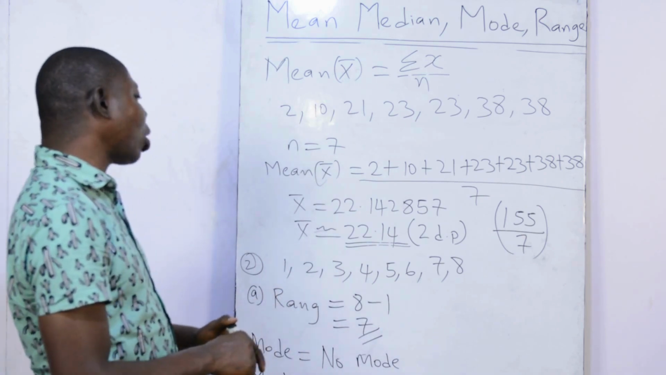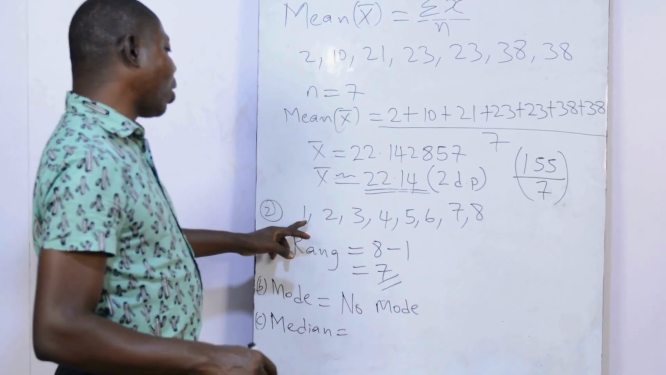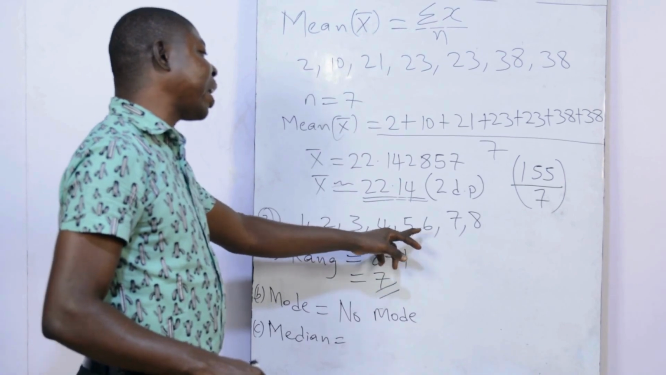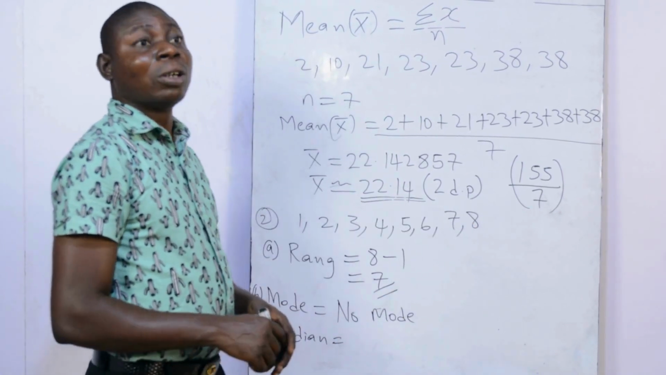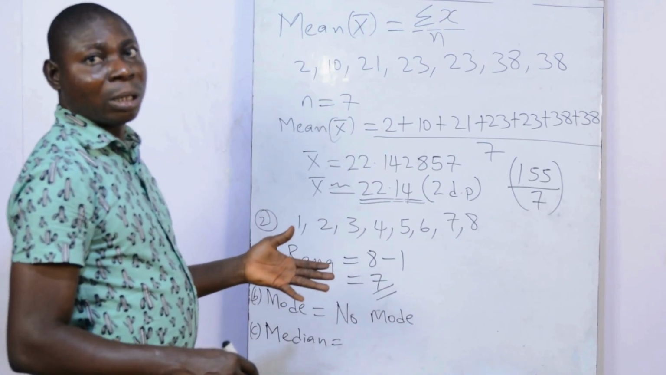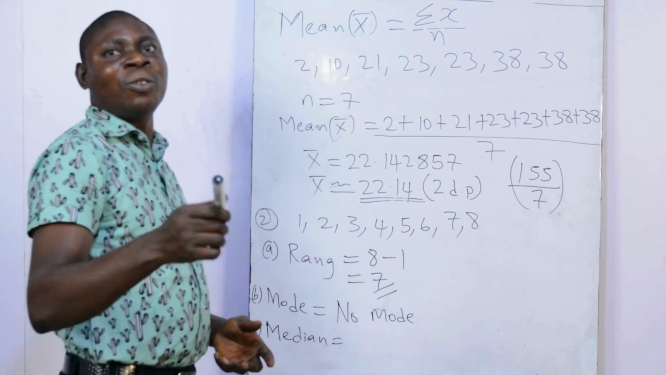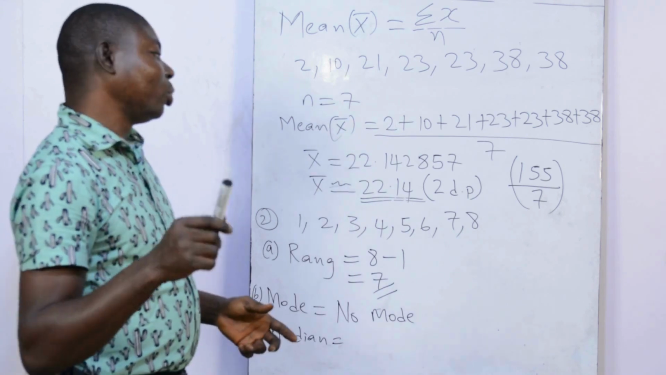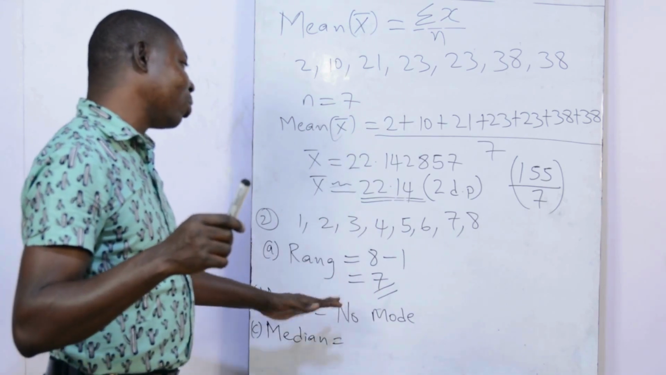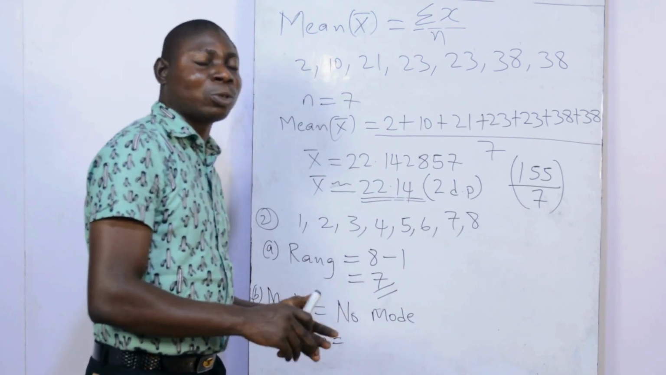Then we want to solve question number 2 now. They give us 1, 2, 3, 4, 5, 6, 7, 8. Because they give it to us in order, we don't need to rearrange anything. Assuming they don't give it like this, if you want to calculate the median, you need to rearrange it.